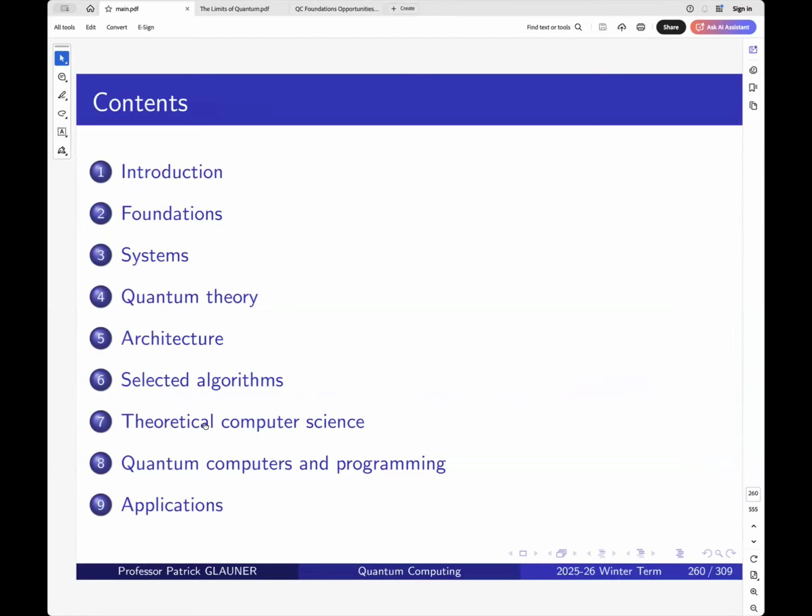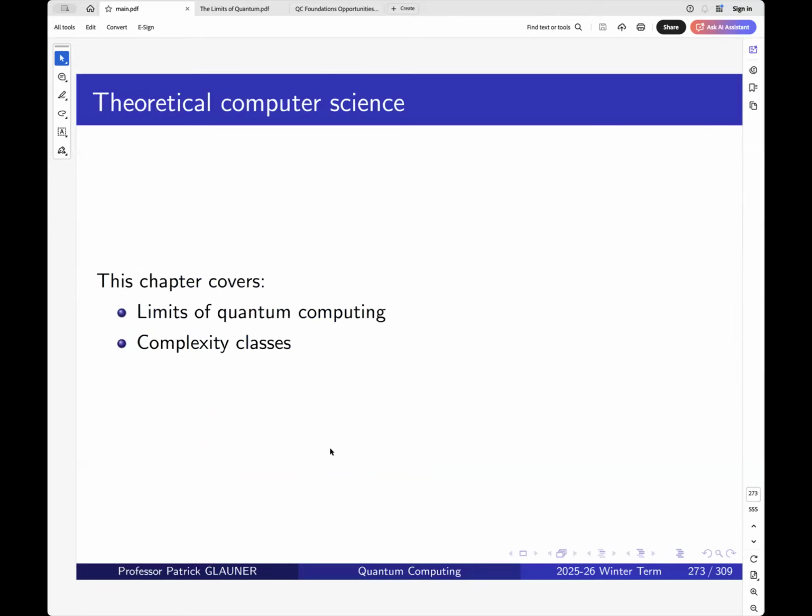And concretely, we will look today into theoretical computer science. And next week, we have the guest lecture of Rolf Hoyer, and then we study selected algorithms. And in 2 weeks, we finish the last 2 chapters. And then you should also be fine with picking a topic for your seminar presentation. So, theoretical computer science.